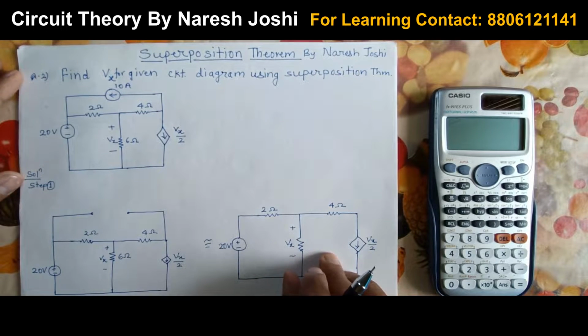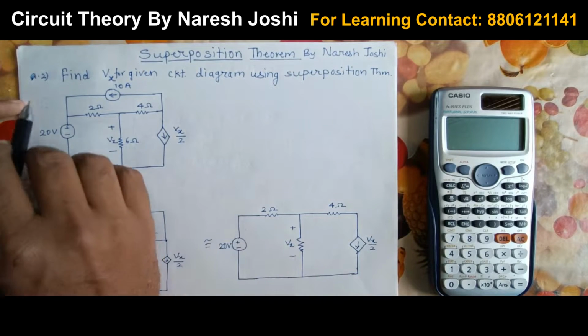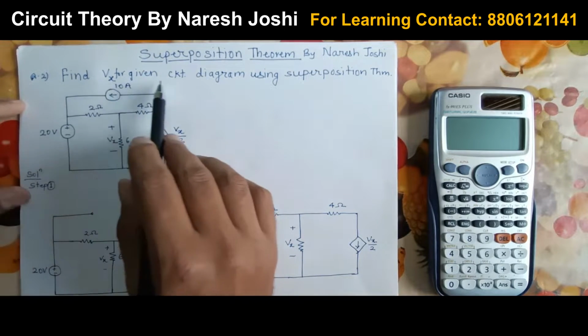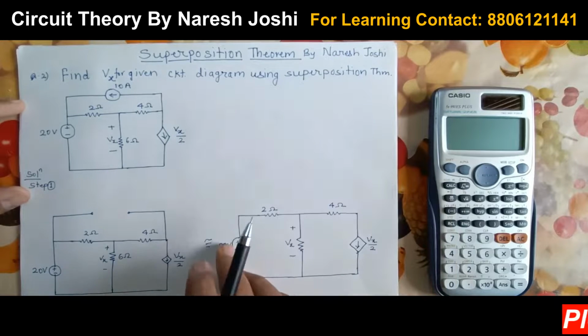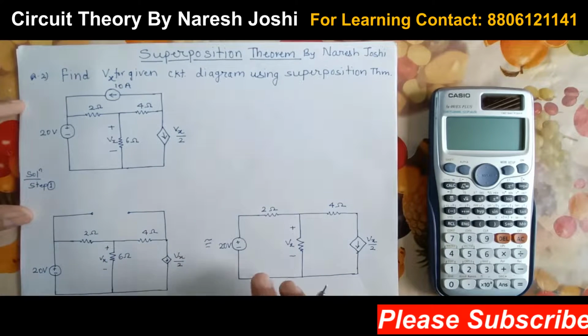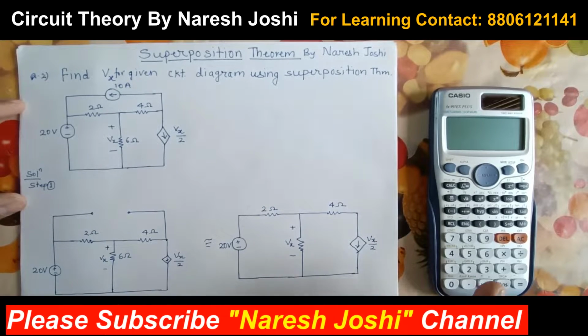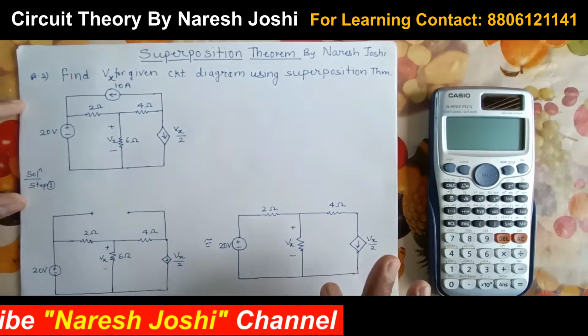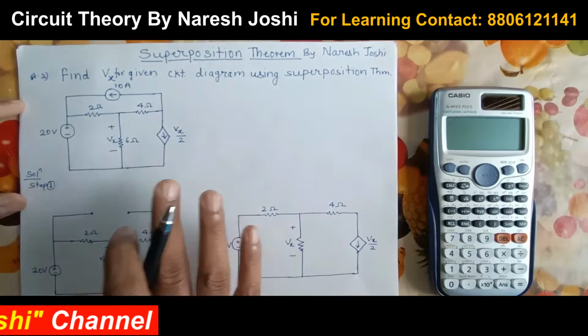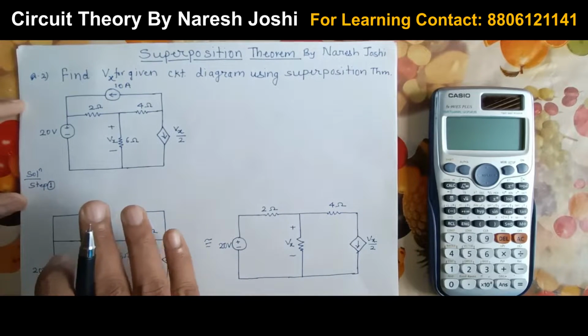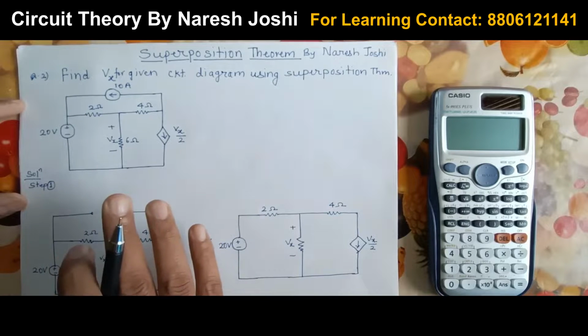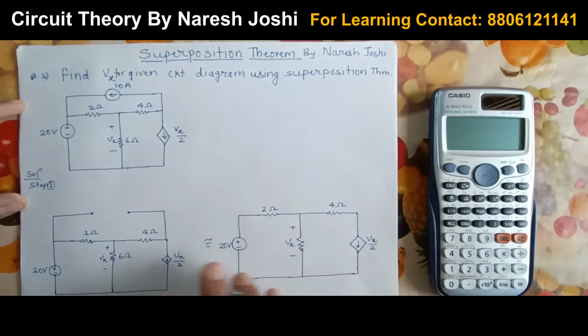So now you can see what is the problem we are taking here. Find Vx for the given circuit diagram using the superposition theorem. This question is one of the standard questions which I have taken here. It can be asked in the university, a similar type of question, not the same question. You will find such types of questions in many competitive exams, university exams, everywhere. So let's see how we can solve it.